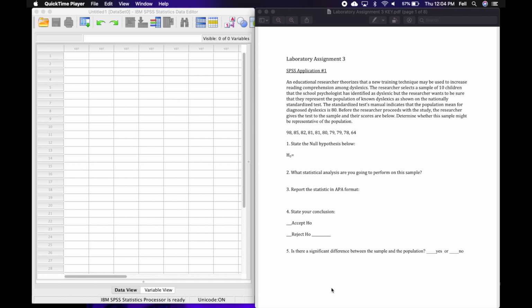The standardized tests manual indicates that the population mean for diagnosed dyslexics is 80. Before the researcher proceeds with the study, the researcher gives the test to the sample and their scores are below. Determine whether this sample might be representative of the population. So there are the scores, and the first thing it says to do is state the null hypothesis below. So as we've talked about before, you know that the null hypothesis is the hypothesis of no difference.